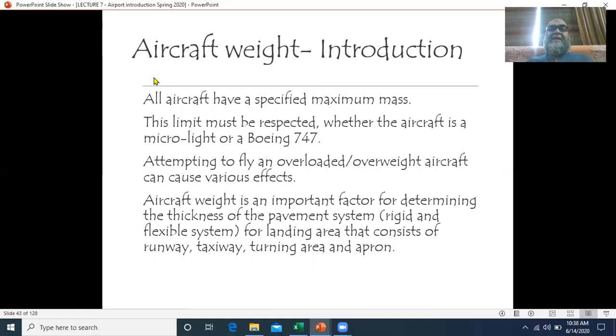So let's look at aircraft weight. All aircraft have a specified mass. This limit must be respected whether the aircraft is a microlight or a Boeing. Attempting to fly an overloaded or overweight aircraft can cause various effects. Aircraft weight is an important factor for determining the thickness of the pavement system, rigid and flexible, for the landing area that consists of runway, taxiway, turning area and apron.